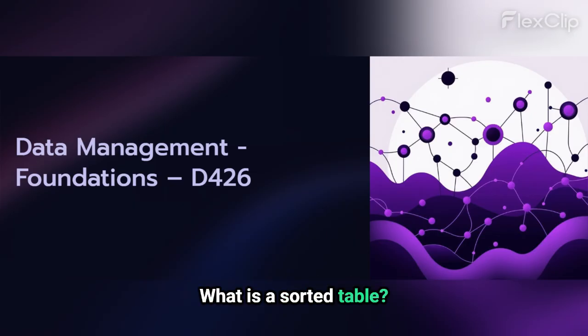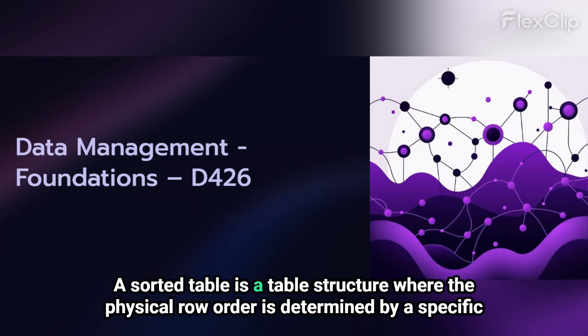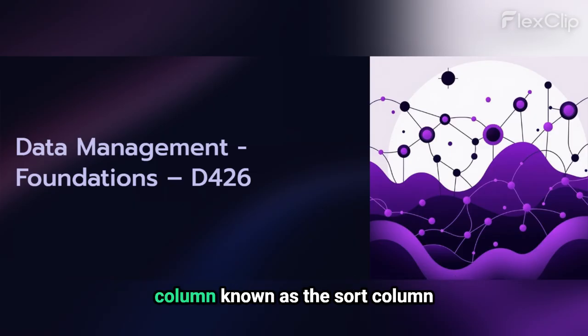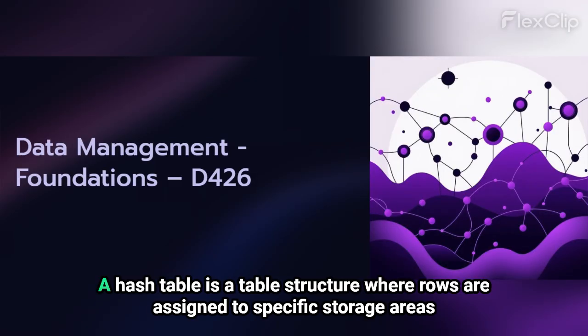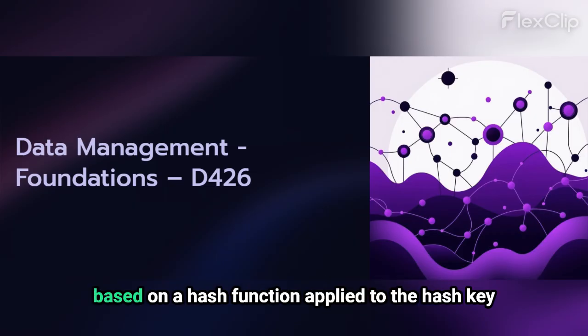What is a sorted table? A sorted table is a table structure where the physical row order is determined by a specific column, known as the sort column. What is a hash table? A hash table is a table structure where rows are assigned to specific storage areas, called buckets, based on a hash function applied to the hash key.